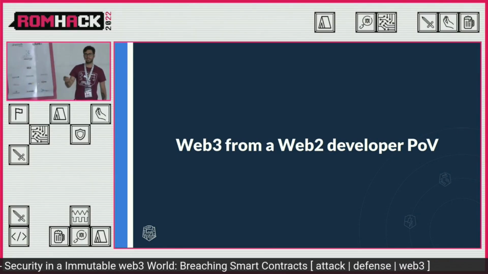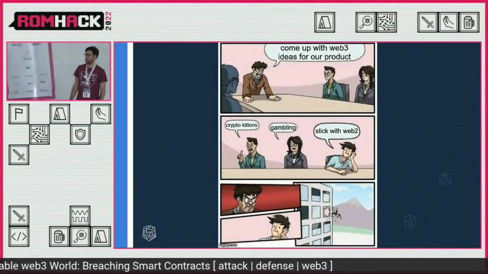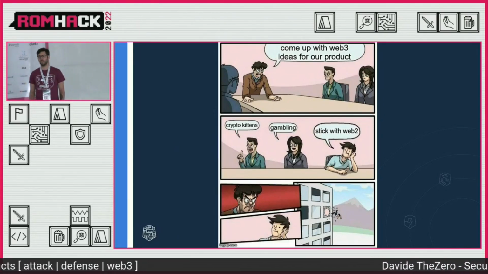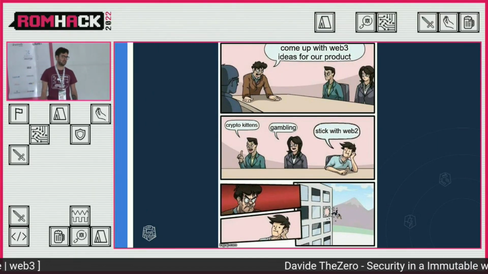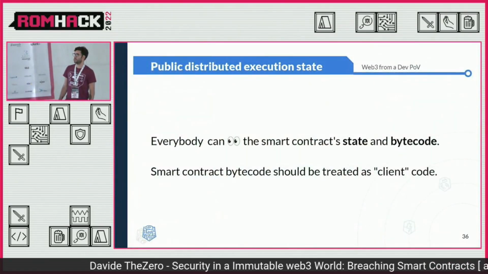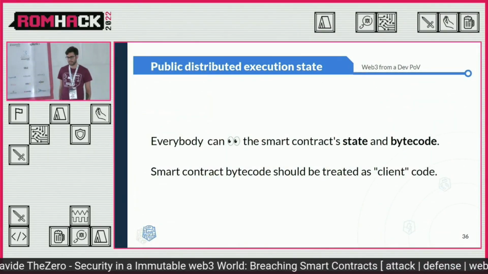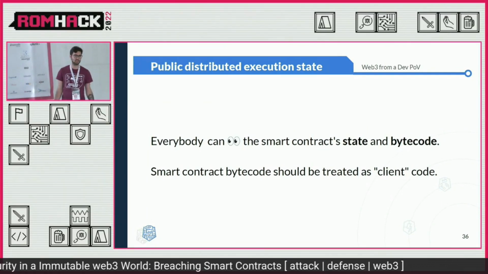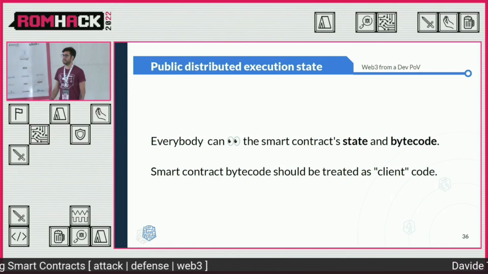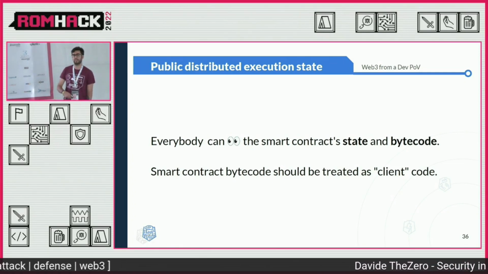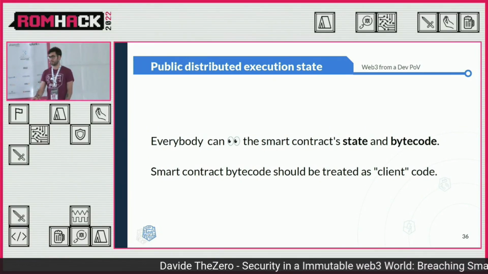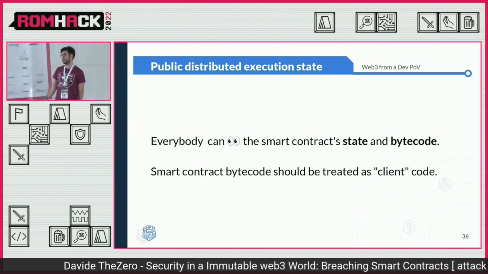And for the developers in the audience, let's assume that your boss walks into your office and asks you, hey, we need to make a Web3 version of our product. And so the first concept that you will encounter is that, as I said, the public execution and the public state of the execution is distributed, and everybody can see the smart contract bytecode and the smart contract state. So everybody can see the values of the variables that you are using during the execution of your contract.